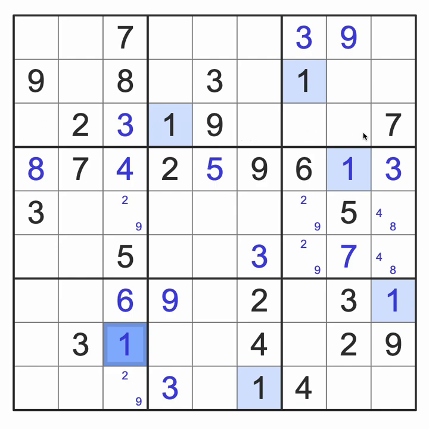Four, 5, 6, 8. This is 5, 7, 8, so it's not that. Eight will be here or here. That puts 8 here. I don't think that's it. 1, 2, 6, 9. 1, 4, 5, 6.